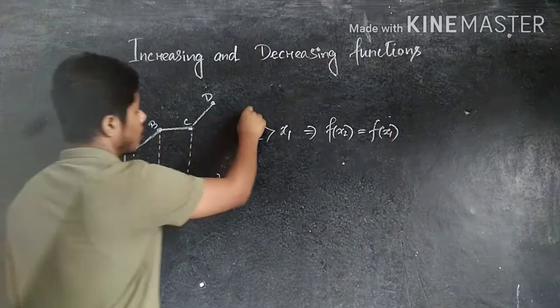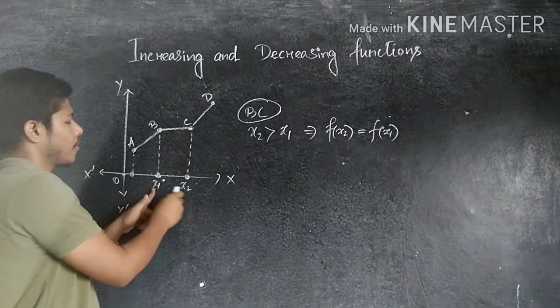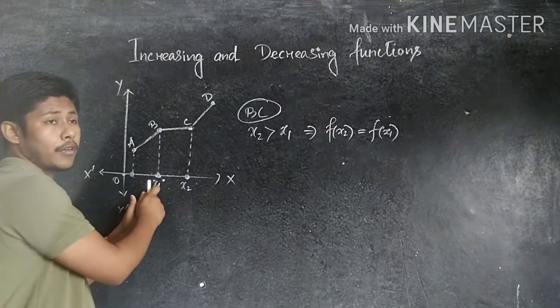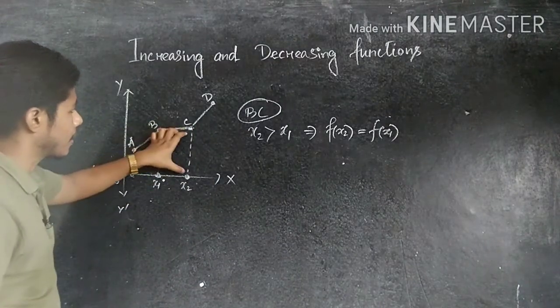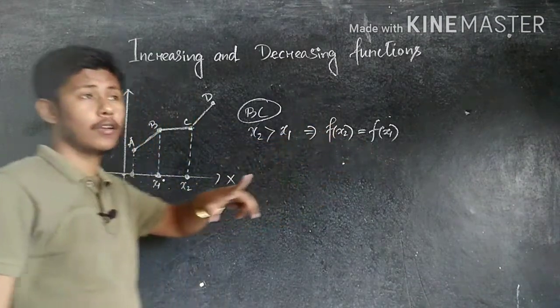From B to C, if we take one point as x1 and another point as x2, then x2 is greater than x1, and the length on the y-axis is equal. Is it clear?